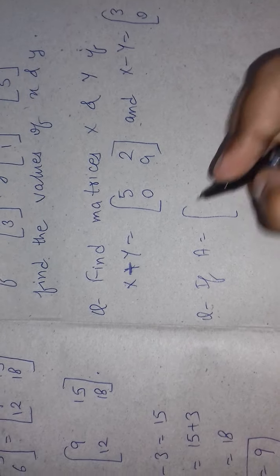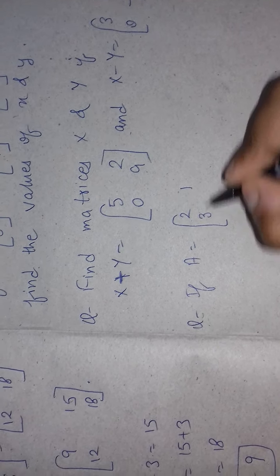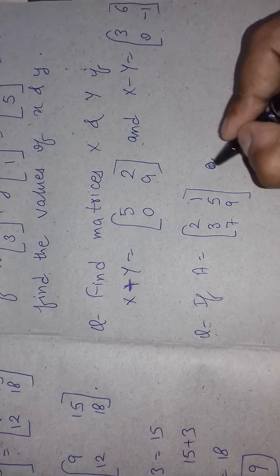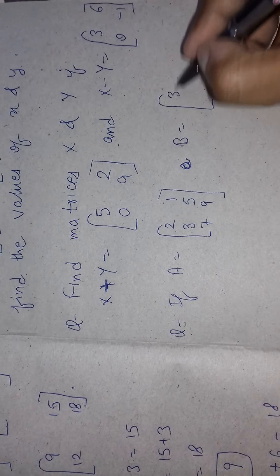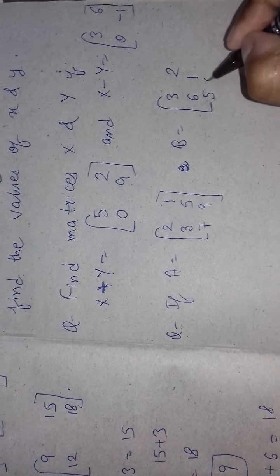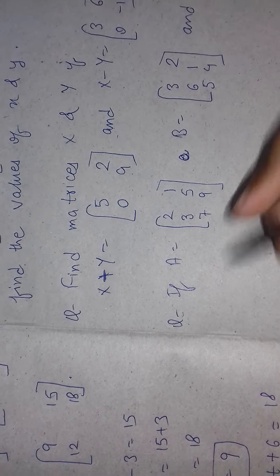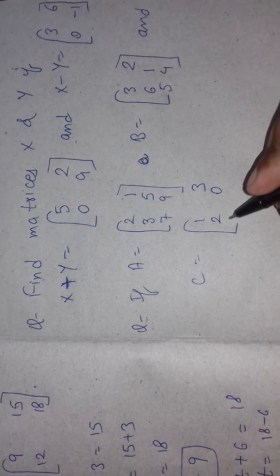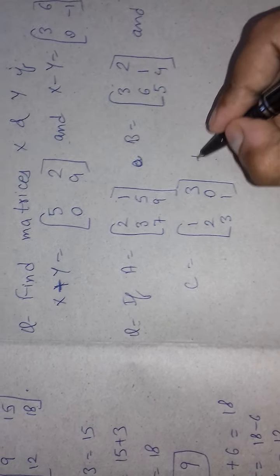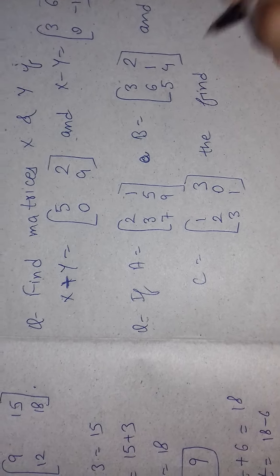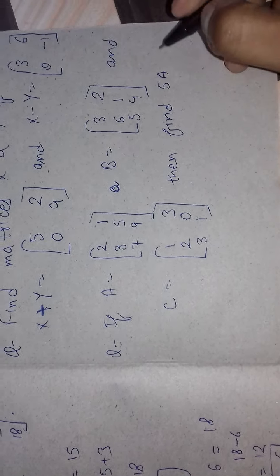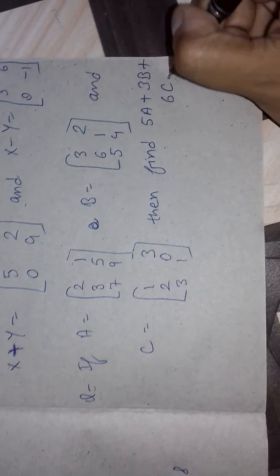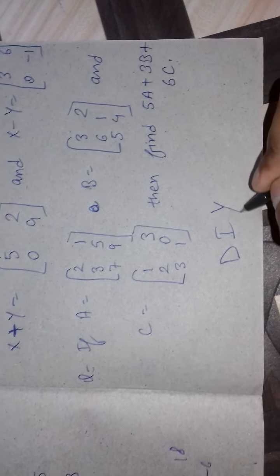If A is equal to [2 1 3; 5 7 9], B is equal to [3 2 6; 1 5 4] and C is equal to [1 3 2; 0 3 1], then find 5A plus 3B plus 6C. This is your DIY.